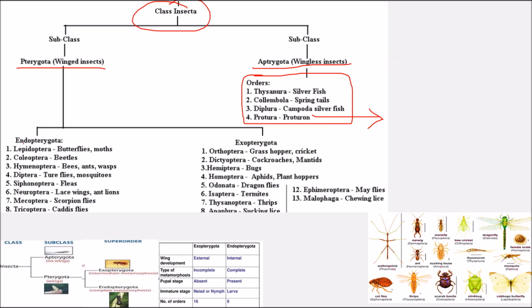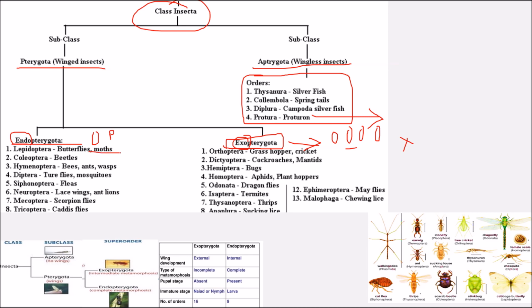Now, when we talk about the winged classes, they are further categorized into two. One is the Exopterygota. Exo means external. They have external wing development, and Endopterygota have internal wing development. One more difference is that Exopterygota have intermediate metamorphosis, that is, there is no pupa stage. There are generally four stages, in which one stage is the pupa stage. There is no pupa stage in Exopterygota. But when we talk about Endopterygota, they have complete metamorphosis. All four stages are present. The pupa stage is also there.